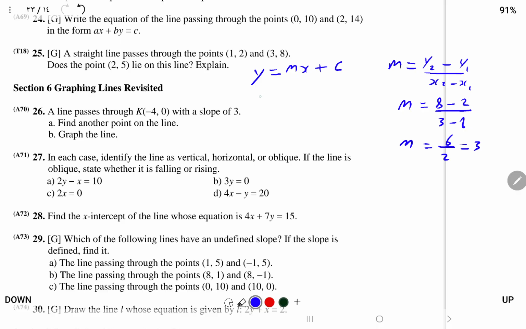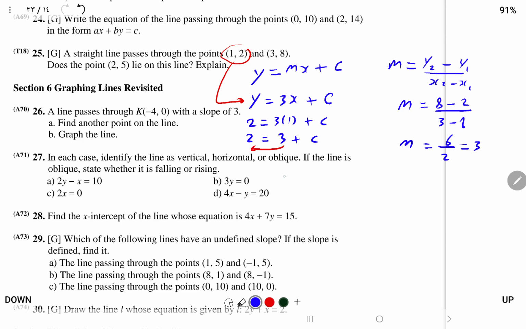So now the equation has become y equals 3x plus c. To find c, we use one of the points and replace it in the equation to find c. Let's choose this one. 2 is equal to 3 times 1 plus c. 2 is equal to 3 plus c. Take 3 to the left side.